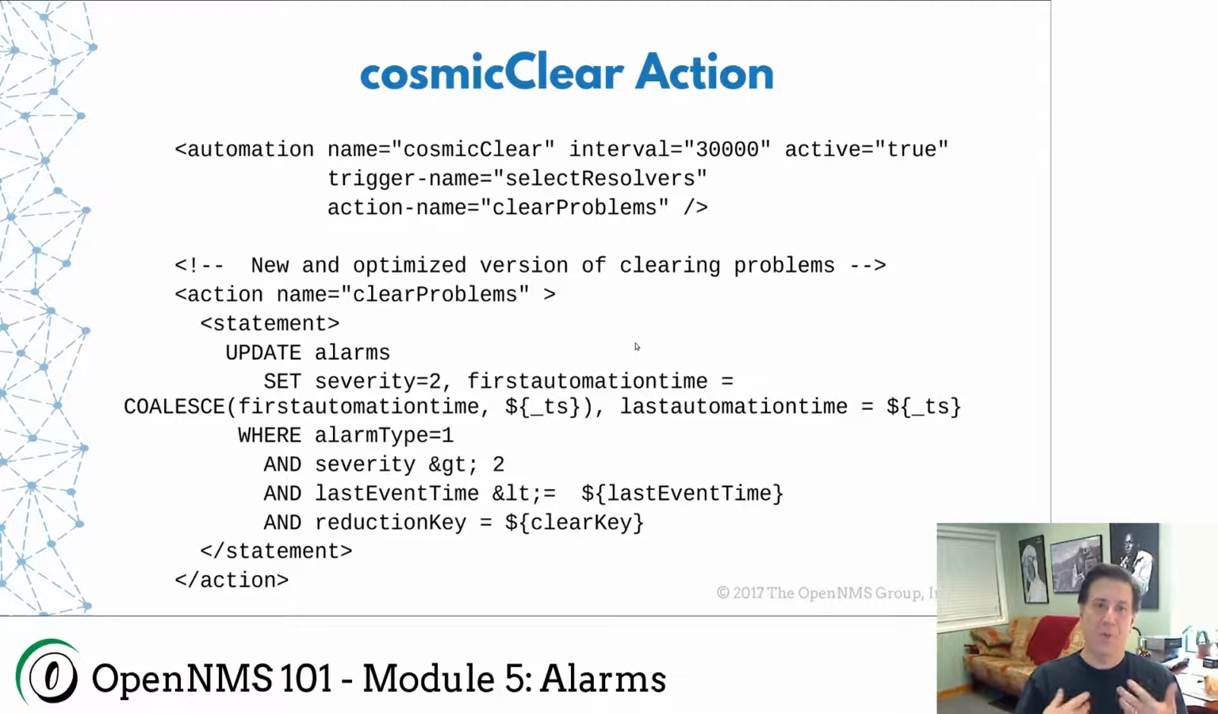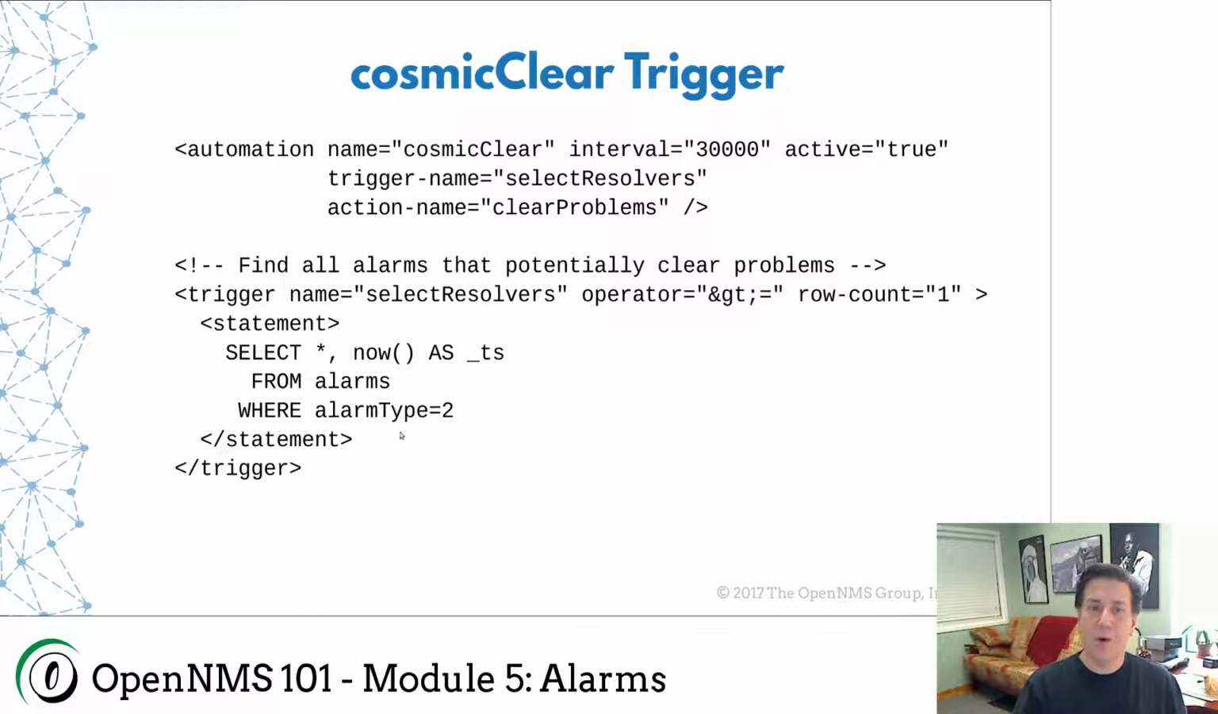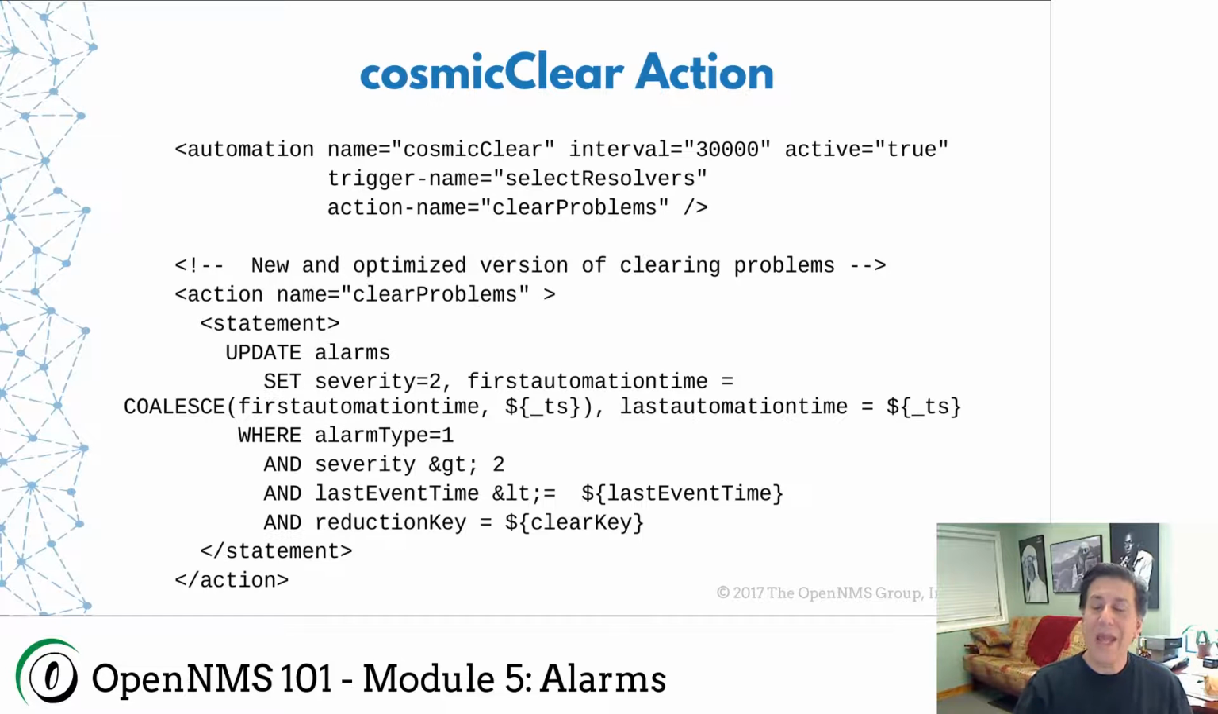So putting this all together, if we have a trigger, we're going to get a list of rows, one or more rows from the database. For each row, we're going to operate and ask, does the clear key match the reduction key of any alarms where alarm type equals 1, severity is greater than 2, and the last event time of the down occurred before the last event time of the up? If so, set the severity equal to 2, set the first automation time, if not set, to now, and set the last automation time to now. Sound good? We're going to illustrate this a little bit more with our class.